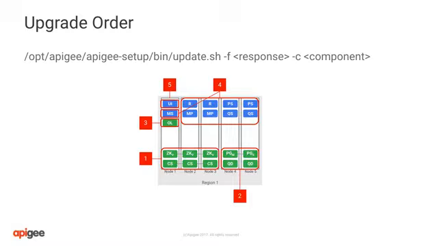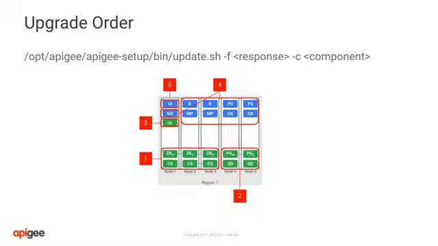Next, we upgrade the LDAP component on host 1. After that, we can perform the Edge component upgrade in order on hosts 4, 5, 1, 2, and 3. This order is defined in the upgrade procedure documentation. Finally, we upgrade the UI component on host 1.